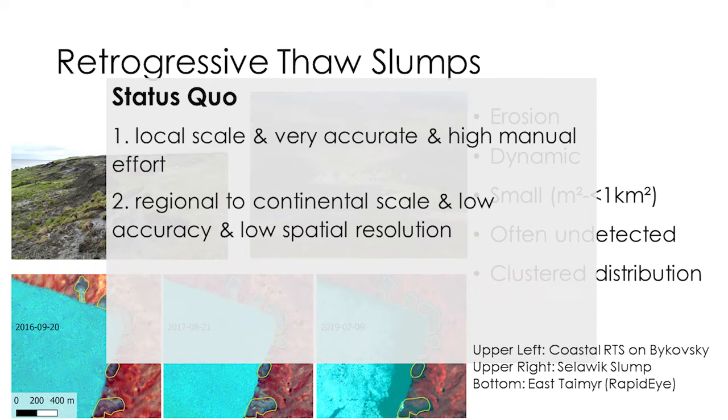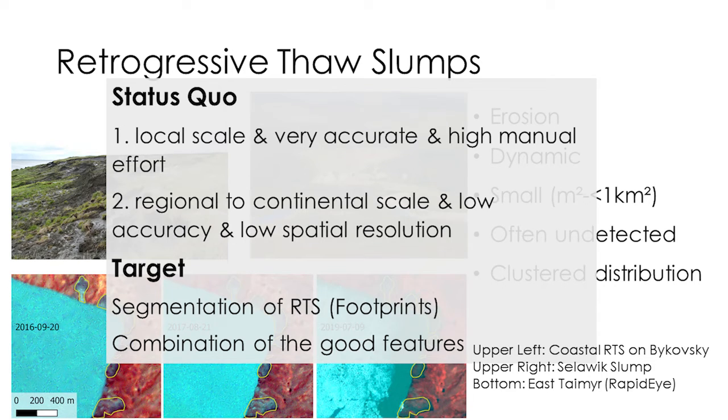On the other hand, there are studies that focus on regional to continental scales, but they typically have a lower accuracy due to the low spatial resolution. So our target is to have a segmentation of retrogressive thaw slumps, so to get their footprints, to get polygons, for example, or raster masks for them, and the combination of the good features. So we want to have accurate results with little manual effort, but on large spatial scales.